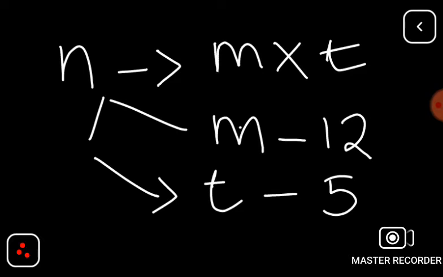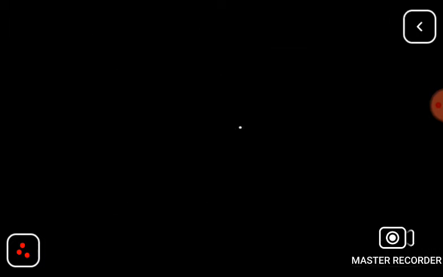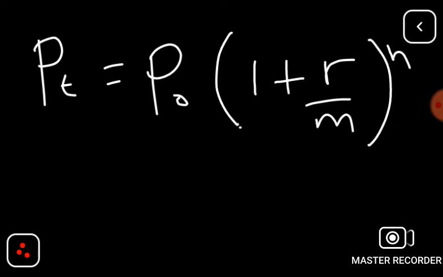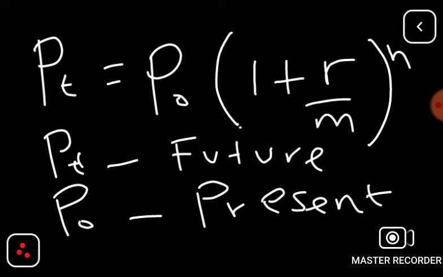Okay, so out of these understandings, let us just derive the formula for compounding interest. So the compounding interest formula is PT is equal to P0 open 1 plus R over M to the power N, where PT is the value that you're going to get in the future. Then P0 is the present value. And R, M, and N, we've already talked about them. So N is just a mixture of M and T.